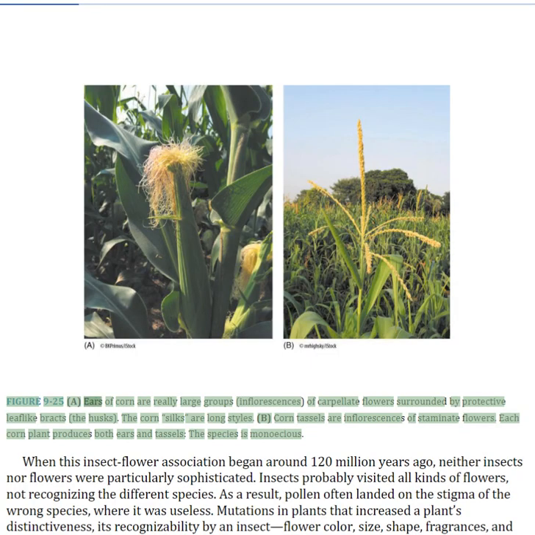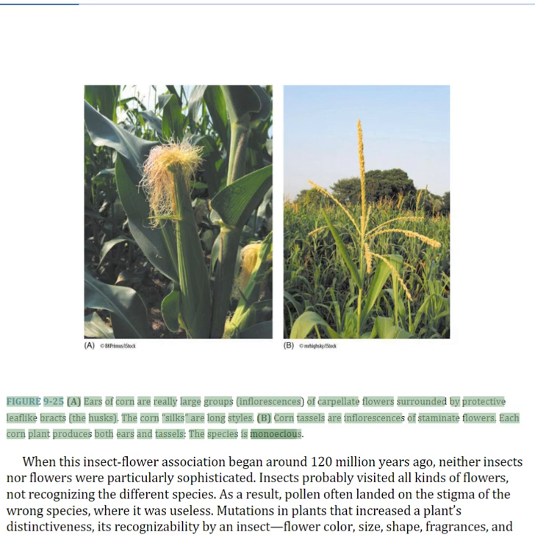Figure 9.25. Ears of corn are really large groups of carpellate flowers surrounded by protective leaf-like bracts. The corn silks are long styles. Corn tassels are inflorescences of staminate flowers. Each corn plant produces both ears and tassels.